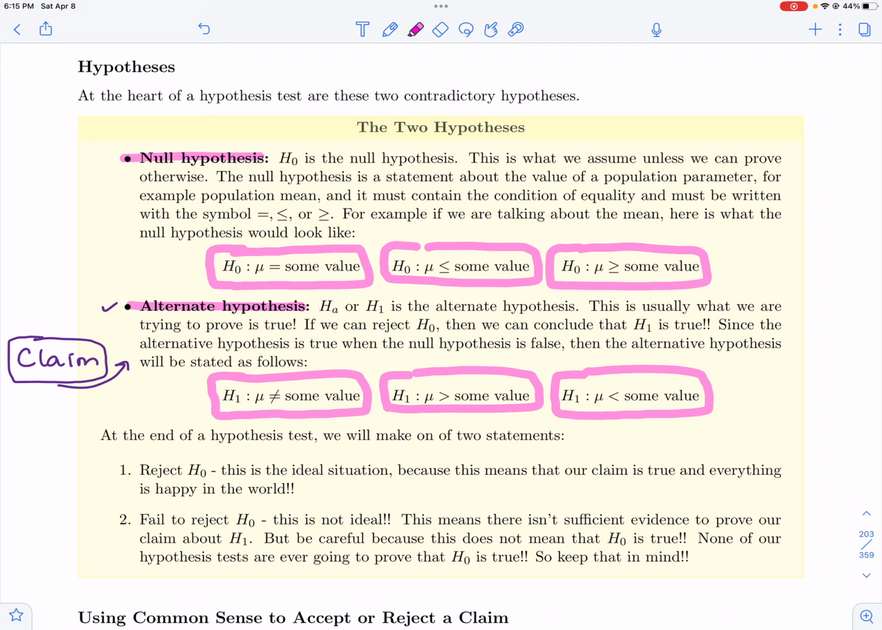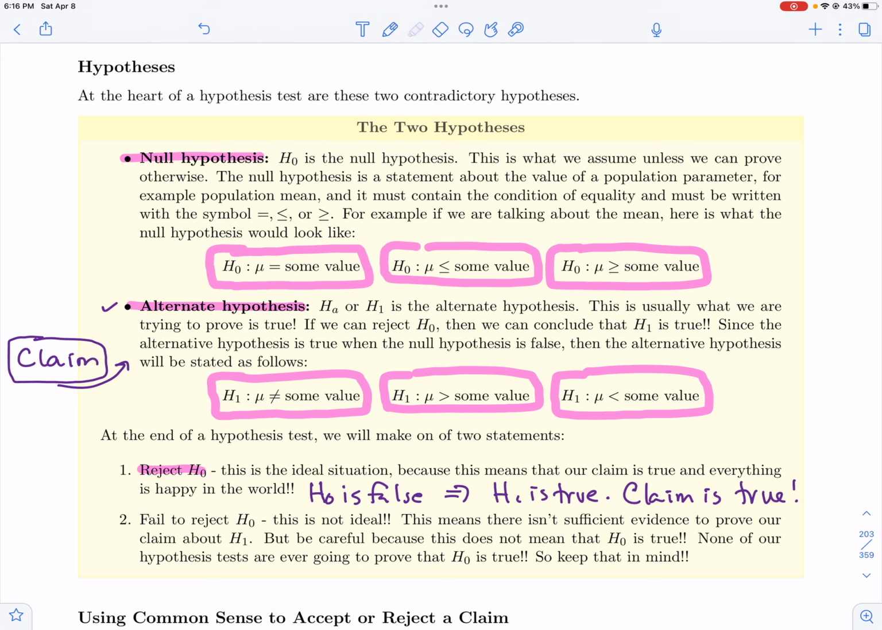So that's going to be the first thing we do. And then the last thing we do is our conclusion, which is going to fall into one of two categories. Either we're going to reject H naught, which means we're saying that H naught is false, which implies that H1 is true, or for us, that our claim is true. This is the ideal situation. If it doesn't happen, it's fine, but that's what we're hoping happens, because if our H naught is false, then that tells us for certain that our H1 is true, and everything's great.